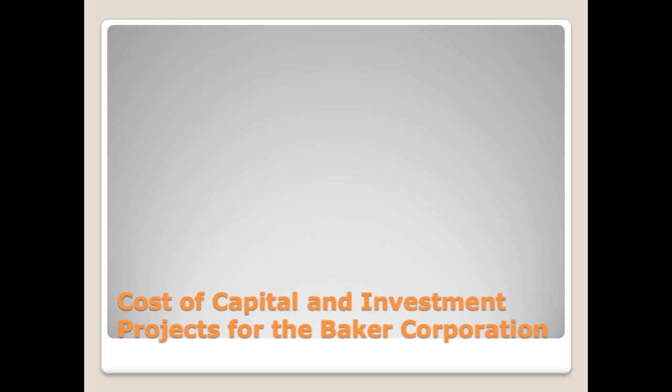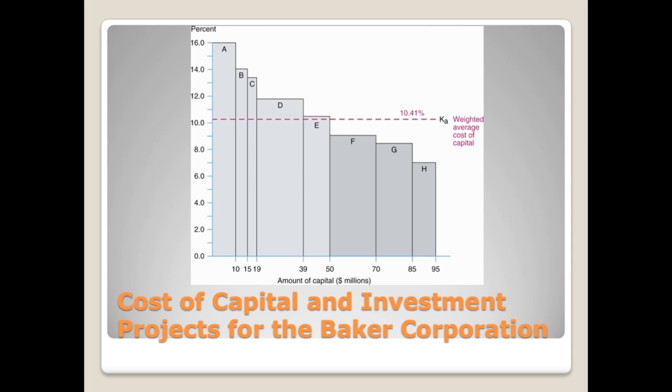Cost of capital investment projects for the Baker Corporation. So you can see the weighted average cost of capital is 10.41%, which is what they're looking for in terms of return on investments. So that would show that A, B, C, and D would be the best projects to invest in.